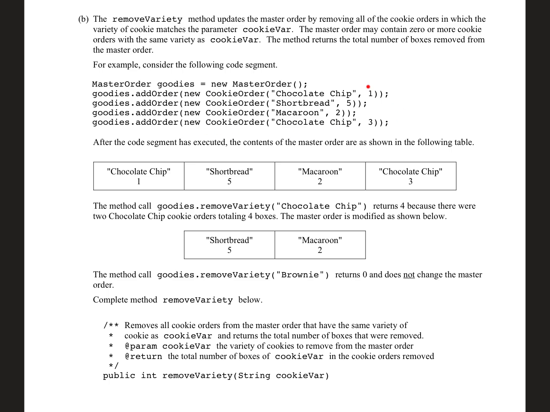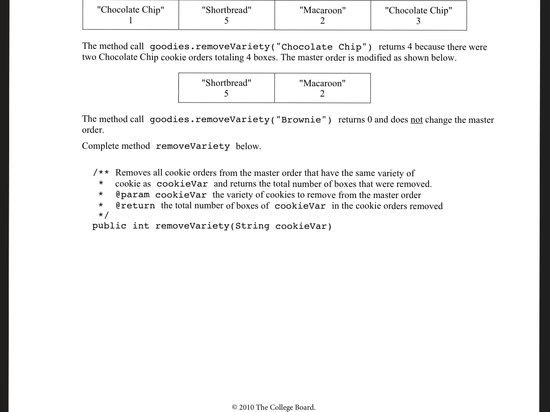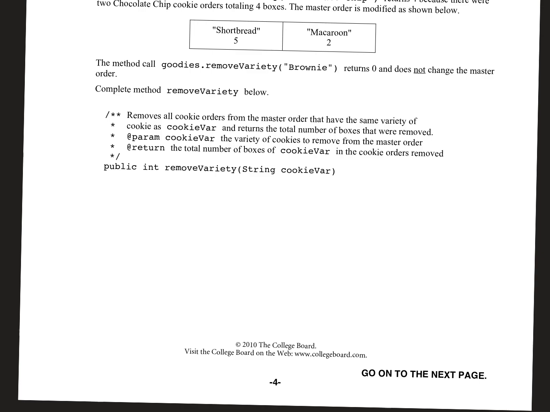If we have all these in our list, and we call getCookieOrder, we're going to return 6, 9, 11. Part B wants us to remove a certain amount of cookies. Here it might say we're going to remove chocolate chip. Notice I would remove this one and this one, since they both have chocolate chip, and this is what would be left. Remember, when we are removing things from an ArrayList, you must remove backwards, because each time you add or remove something, all the indices change.